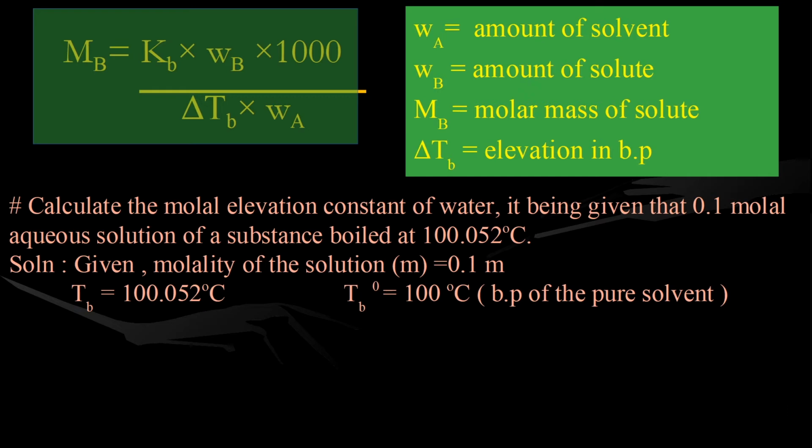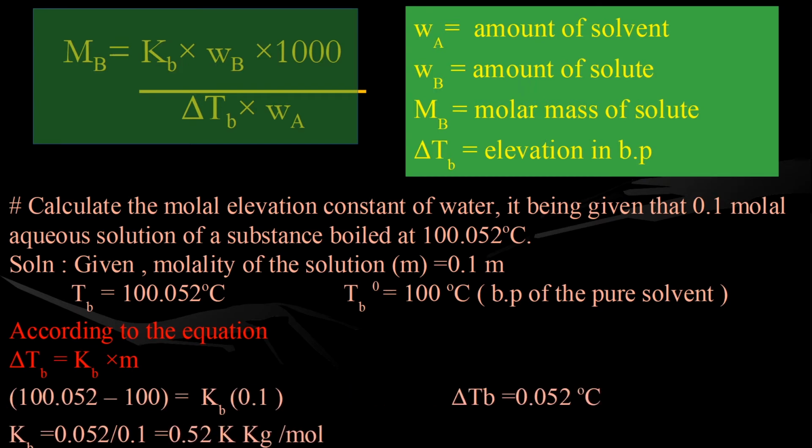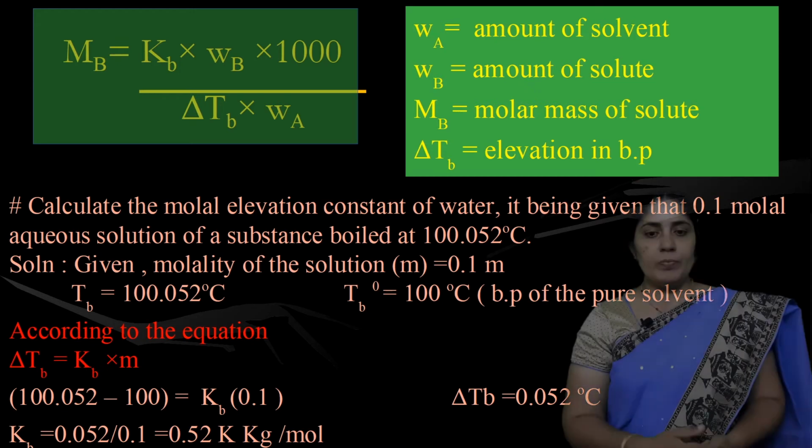Now, applying the equation delta Tb is equal to Kb into m, we can very easily calculate Kb, which is the molal elevation constant or the ebullioscopic constant, as 0.52 Kelvin kilogram per mole. Actually, this value is constant for water.